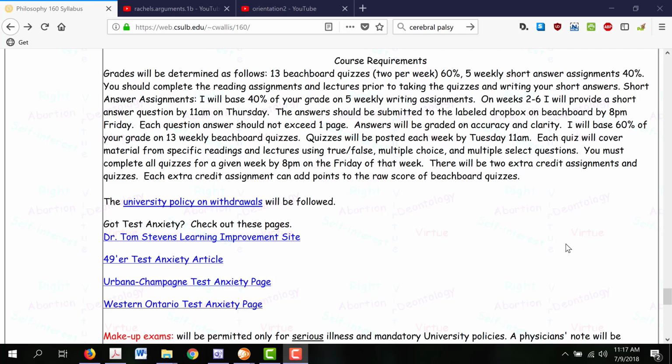And the last assignment for each of the weeks will be writing that short answer question. I'll post the short answer questions, or I'll send them out by 11 a.m. on Thursday. And that'll give you about a day and a half to write your answers and to submit them to a Dropbox on Beachboard. And once you submit them, right, you can look at the Turnitin report, you can think about it, revise them.